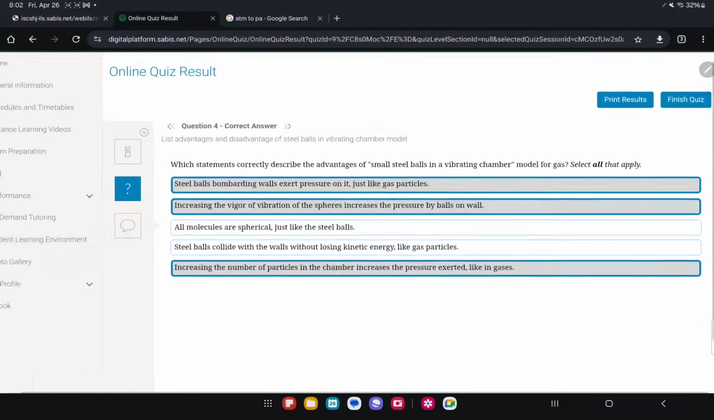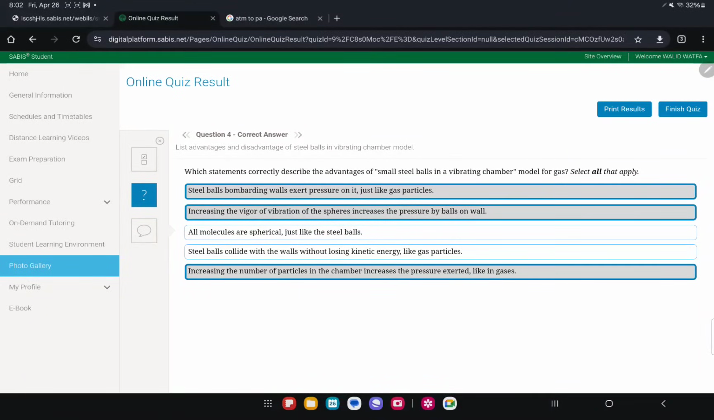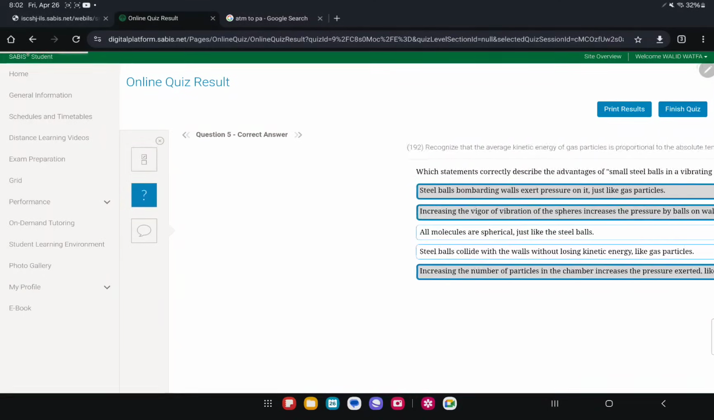We're done here. So to answer this, what are the advantages? The advantages are that they will exert a pressure just like gases. Increasing the vigor of vibration increases the pressure. We said that. And increasing the number of particles will also increase the pressure. Did we say all molecules are spherical? No, we said molecules are not necessarily spherical. Did we say steel balls collide with the walls without losing kinetic energy? No. We said the balls will quickly lose KE. They will lose their kinetic energy fast.